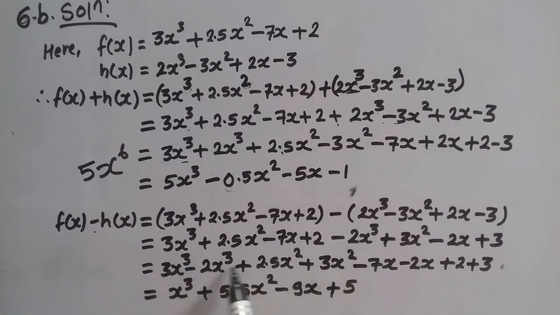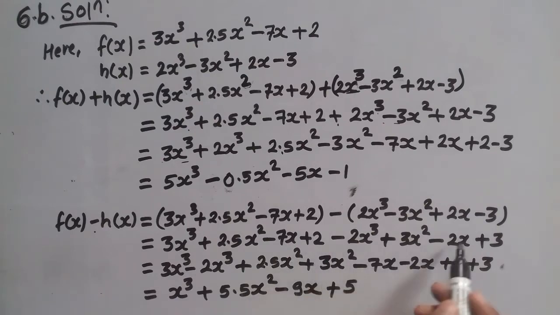Then here we arrange the like terms as before. Here this 3x cube, then from this minus 2x cube is written together, then containing x square 2.5x square, then from here plus 3x square, then minus 7x, here minus 2x, here plus 2, here plus 3. Now here is plus sign, here is minus sign, so we have to subtract.